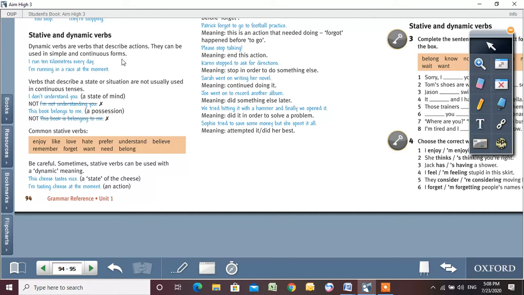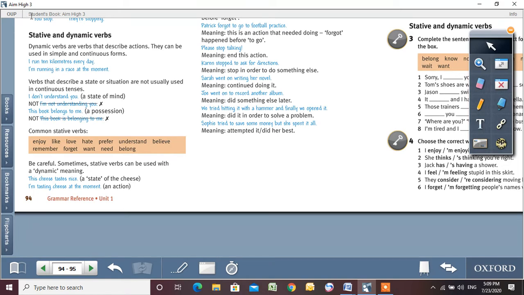What do I mean by dynamic verbs? The verb run, it's a dynamic verb. Swim, practice, exercise. So all of these are dynamic verbs because they express action. So for example, verb run, I can say I run 10 kilometers every day in the present simple, or also I can use it in the present continuous tense. I am running in a race at the moment.